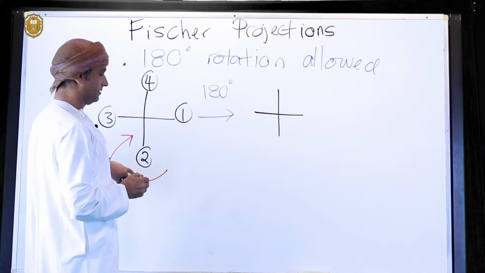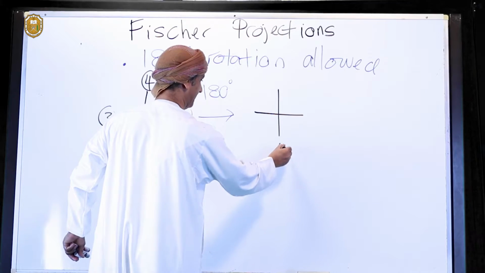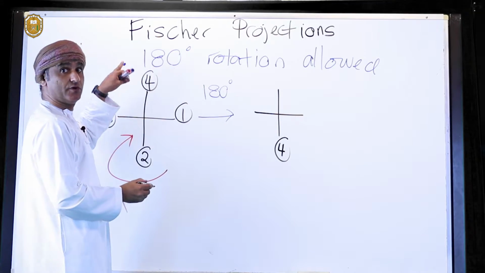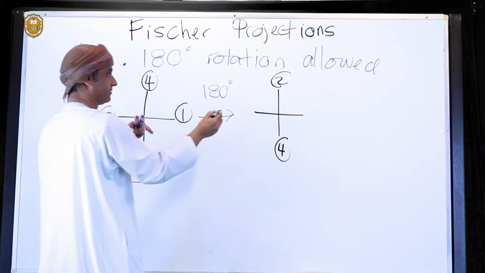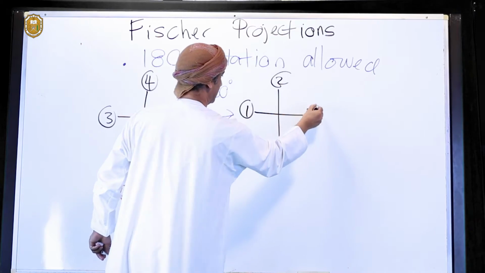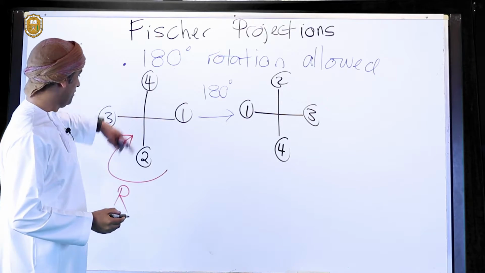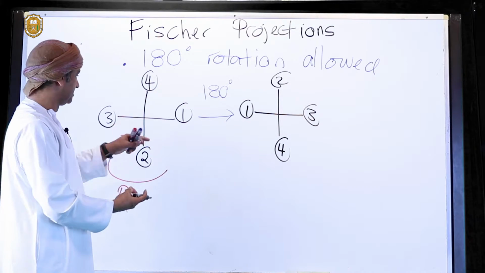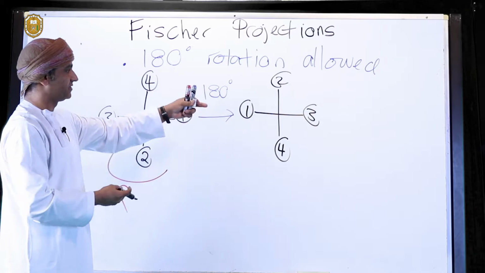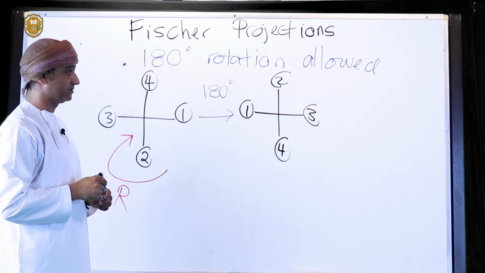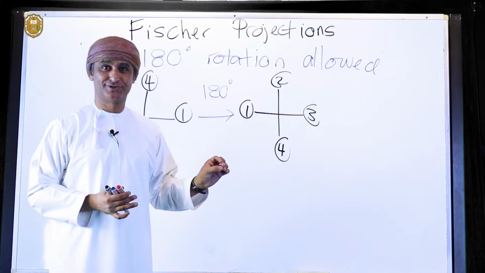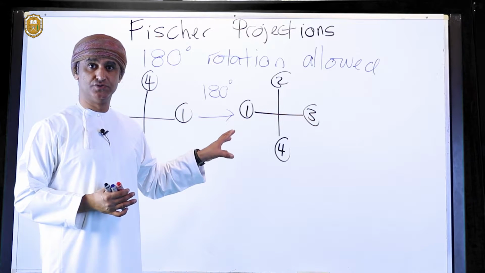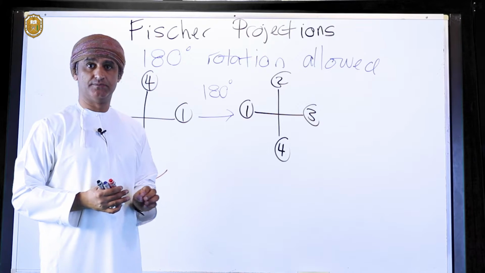Of course, 4 replaces 2, so we get 4 here. 2 replaces 4, we get 2 at the top. 1 replaces 3, 3 replaces 1, so we get 1 here and 3 here. So 4 and 2 swap positions, 1 and 3 swap positions, so this is a 180-degree rotation. Let's try to determine the absolute configuration on this new Fischer projection.